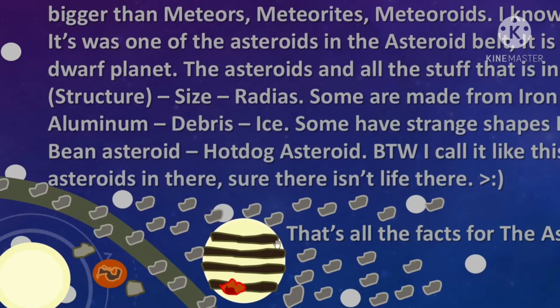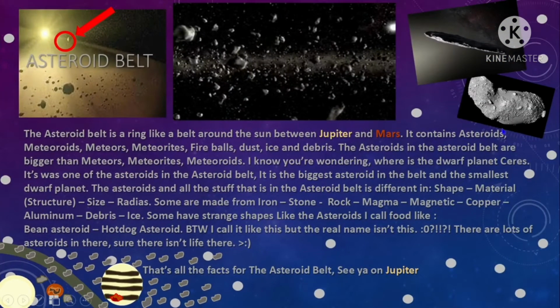Let's go to the next part. It contains asteroids, meteoroids, meteors, meteorites, fireballs, dust, ice, and debris. That's all in the asteroid belt. The debris is like snow, smoke, sorry. The asteroids in the asteroid belt are bigger than meteors, meteorites, and meteoroids.